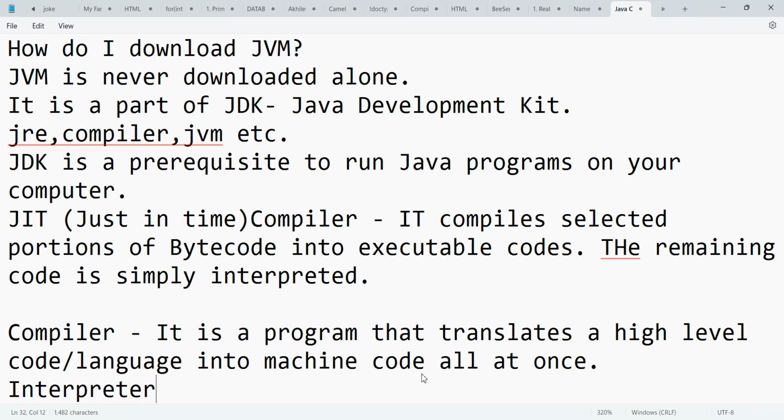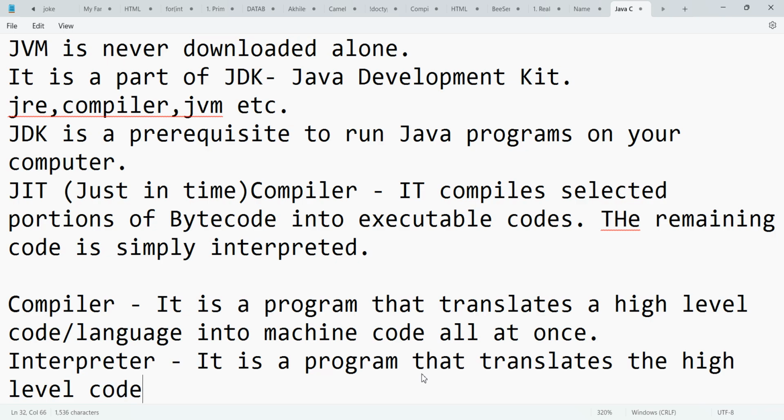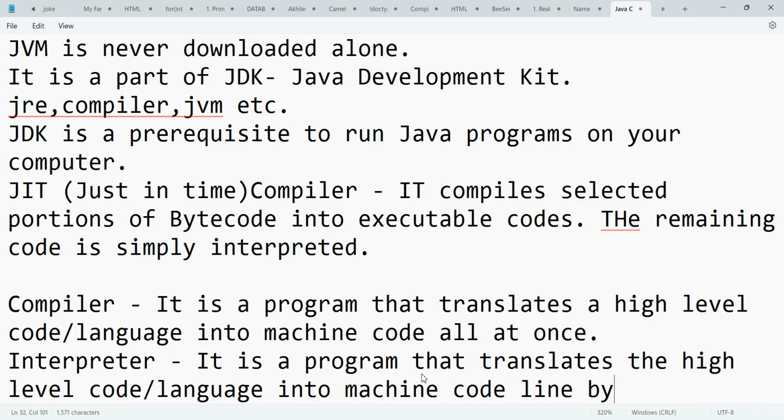Whereas interpreter, how would you define interpreter? It is a program that translates the high level code or language into machine code line by line. Okay, this is the basic difference between the two: all at once, line by line.